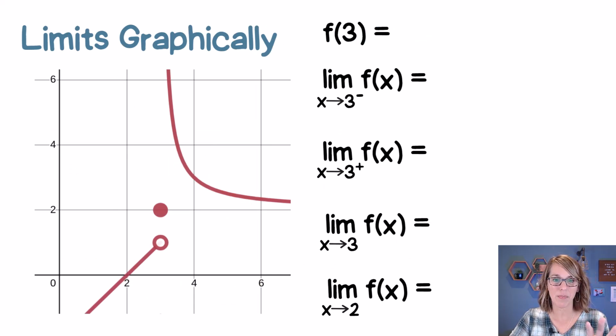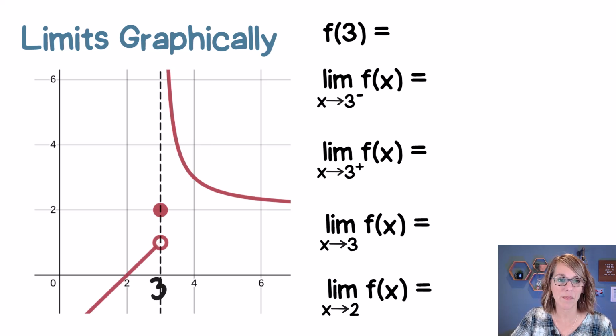Let's continue analyzing our limits graphically. Now, in this case, we're going to be approaching 3 for most of them, but there's an asymptote there at 3. I again want to start with f of 3. That's the actual point. The limit is what we get as we're approaching 3. So at the actual value 3, my y value is equal to 2.